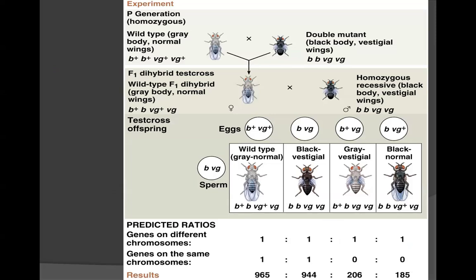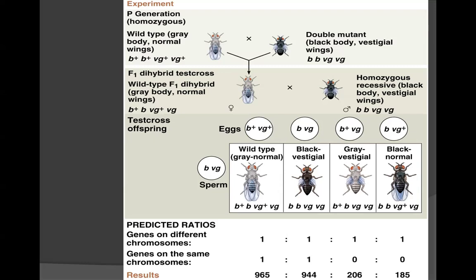Here is another example of studying gene linkage in flies. In this instance, we have the parental generation being homozygous for the wild-type alleles. In this instance, the genetic makeup would be B plus B plus, designating a gray body, and VG plus VG plus, designating normal wings. This would be crossed with a double mutant that is a full recessive individual. This would also be considered a test cross because we have a full recessive individual as a parent.